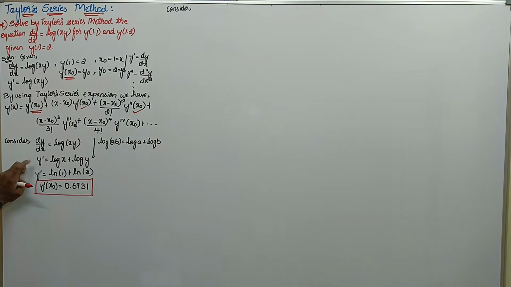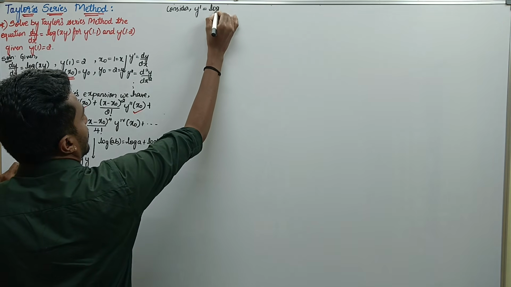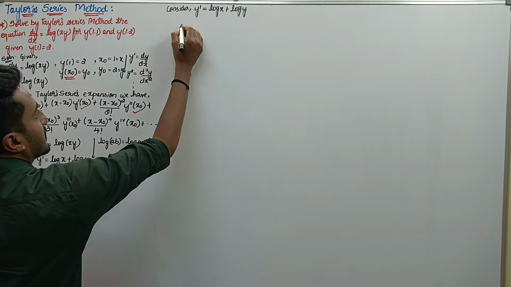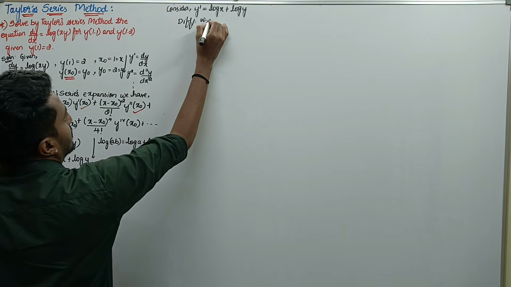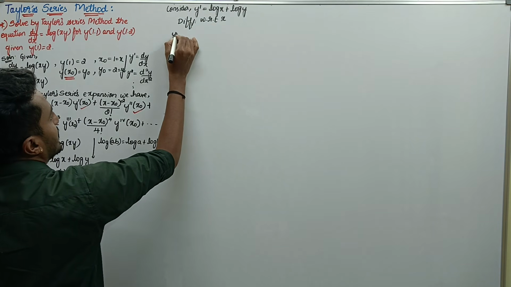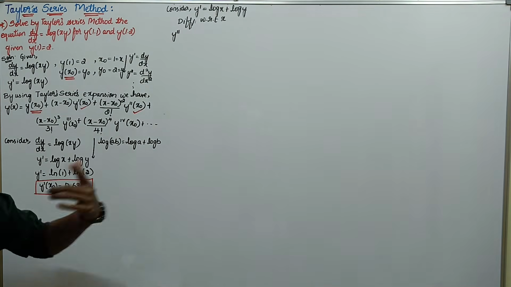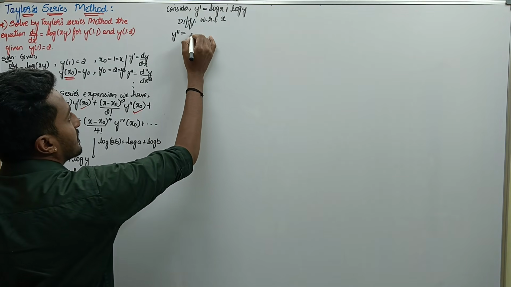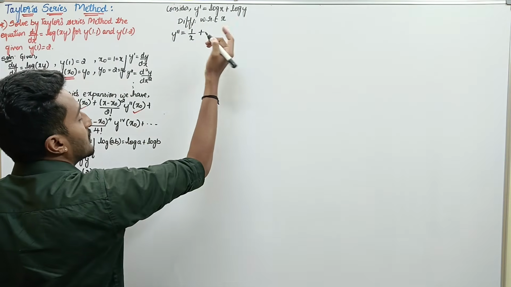I am going to represent this condition, that is y dash, which is equal to log x plus log y. Okay, I need to differentiate with respect to x. Differentiate partially with respect to x. After differentiating, y dash becomes y double dash. Why? Since y dash is differentiated with respect to x, if I again differentiate, it becomes y double dash, which is equal to differentiation of log x, that is 1 by x, plus differentiation of log y partially.